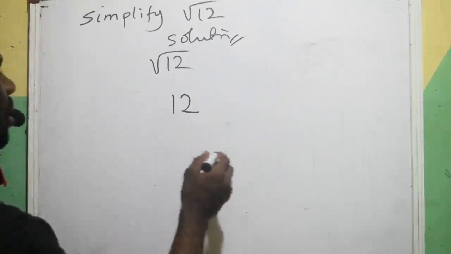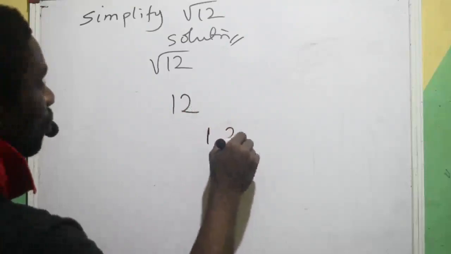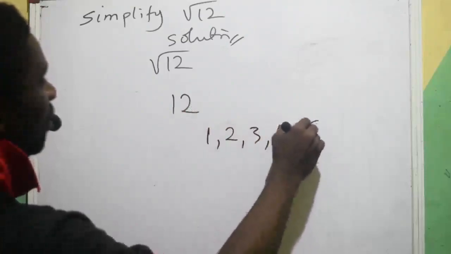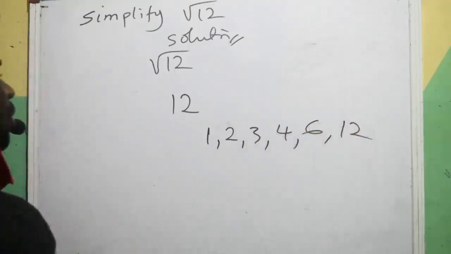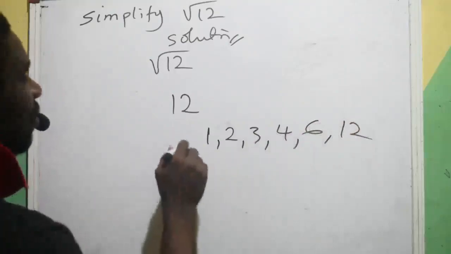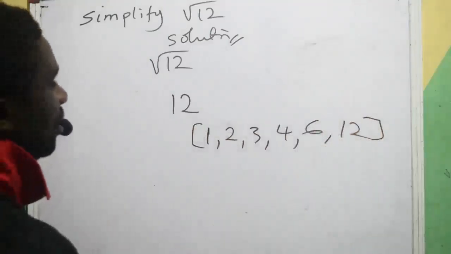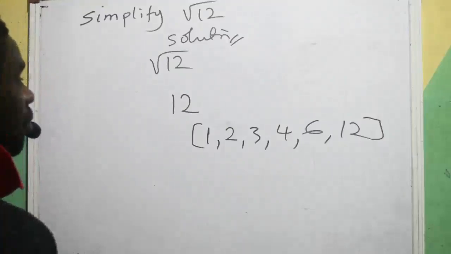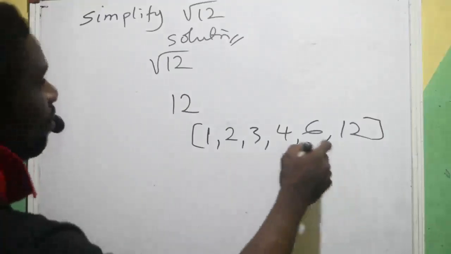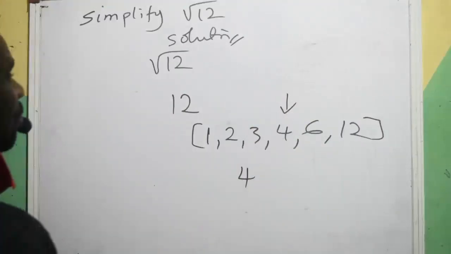You know that if you write down the factors of 12, we have 1, 2, 3, 4, 6, and 12 also. These are the factors of 12. So inside these factors, you need to select two numbers such that one of the numbers must be a perfect square. If you check here, the only perfect square we have here is 4. So we take 4 out.